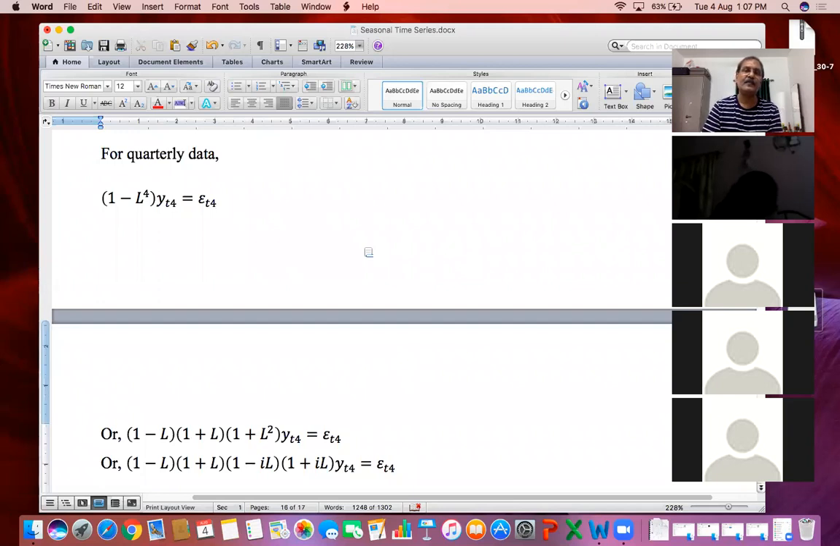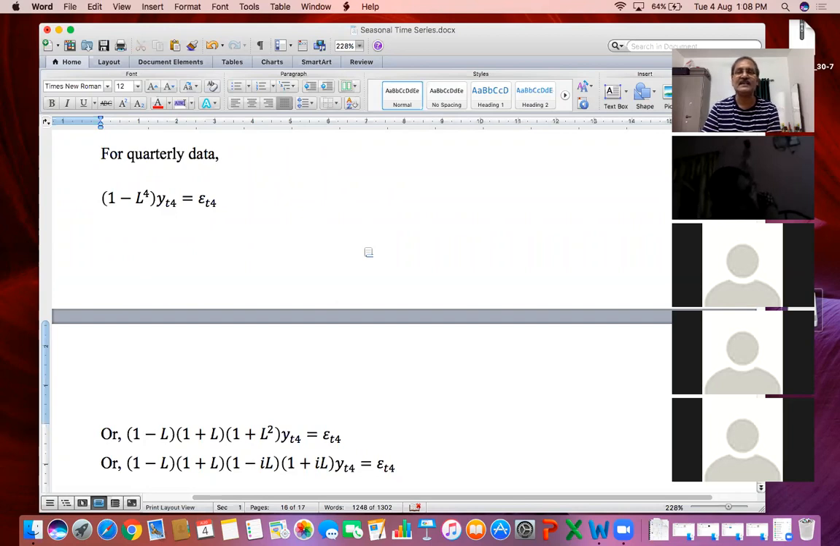Suppose you have monthly data for IIP, Index of Industrial Production, or monthly data for CPI, Consumer Price Index, WPI, Wholesale Price Index, or exchange rate in the case of a trade. You can analyze the monthly time series by considering the monthly behavior over the years. So the behavior of exchange rate in January over the years, behavior of exchange rate in February over the years, and these kinds of behaviors may be stationary, may be non-stationary.